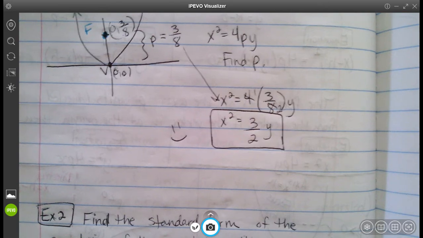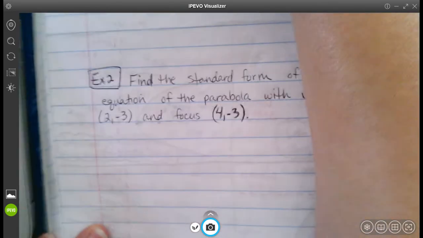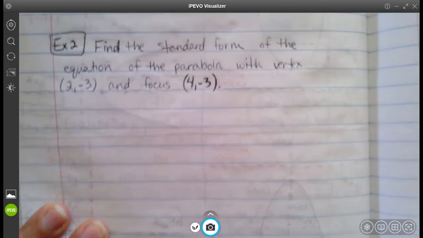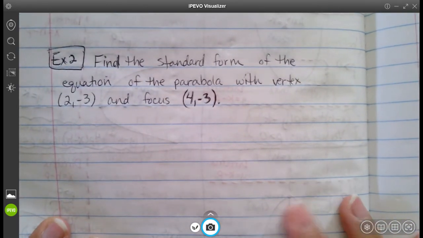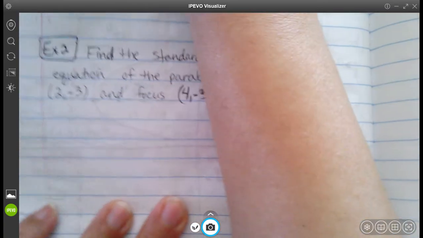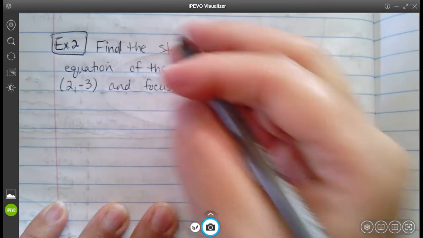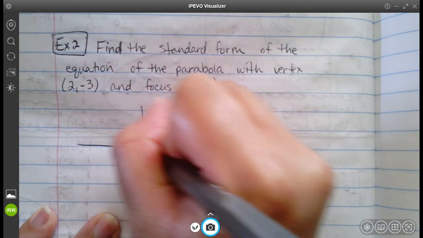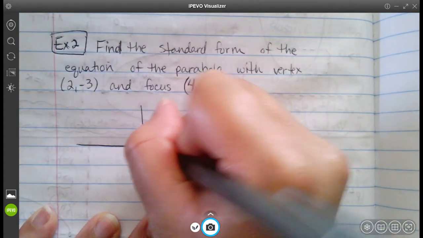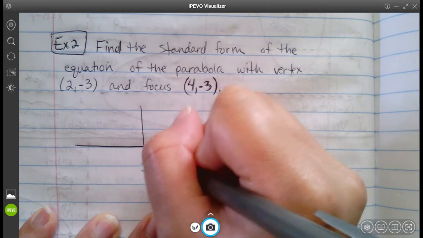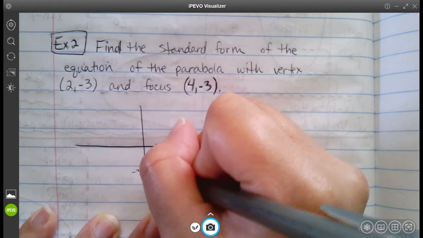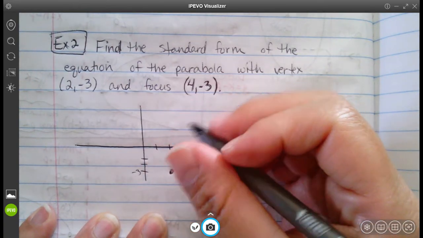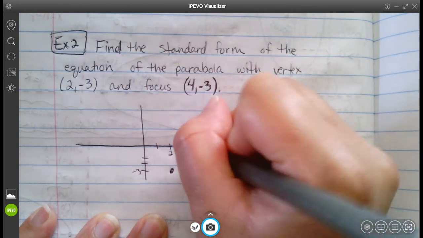Okay, example number 2. Let's find the standard form of the equation of the parabola with vertex (2, -3) and focus (4, -3). Let's go ahead and graph it first. You always want to graph it first to see what the parabola looks like. We have 2, -3, so 1, 2, and 1, 2, 3. That's 2, this is -3. So here is my vertex, and then the focus is at (4, -3).